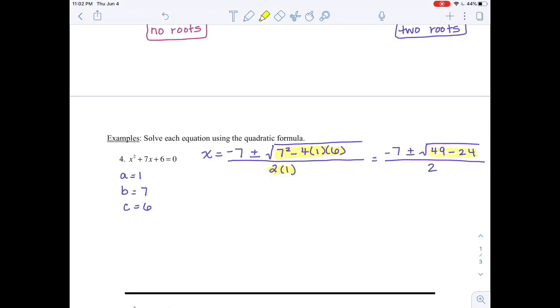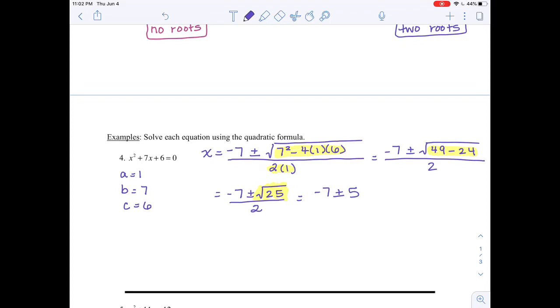Okay, then still underneath of the square root sign, 49 minus 24 is 25. So I have -7 plus or minus the square root of 25 over 2. Now I'm actually going to take the square root now that I just have one number under the radical. So I have -7 plus or minus the square root of 25 is 5, all over 2.